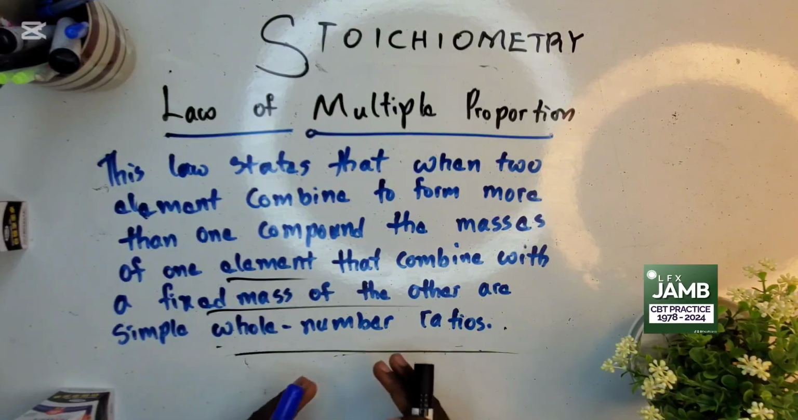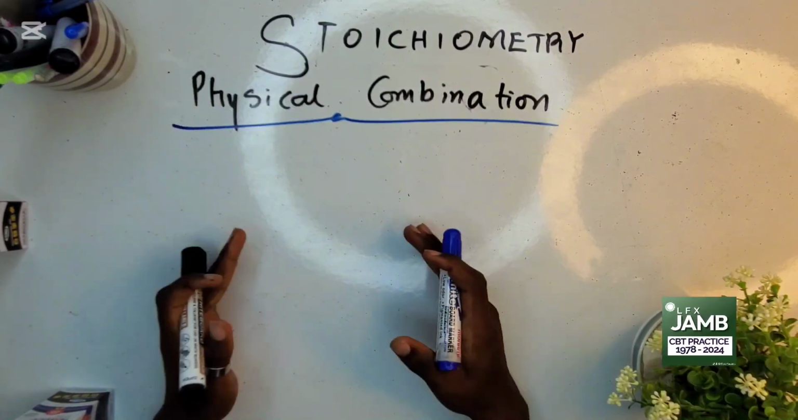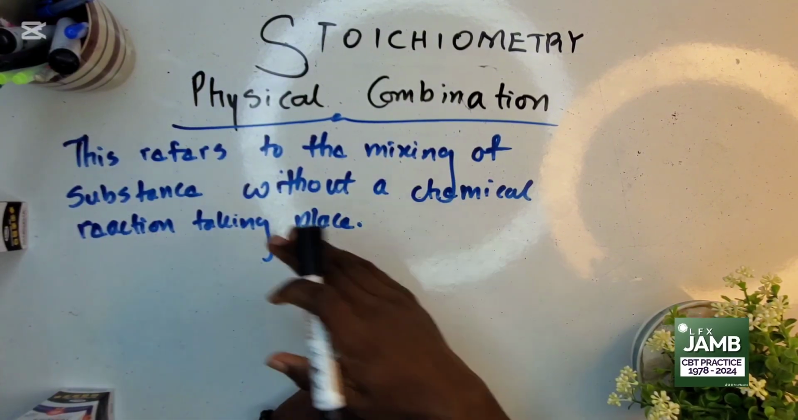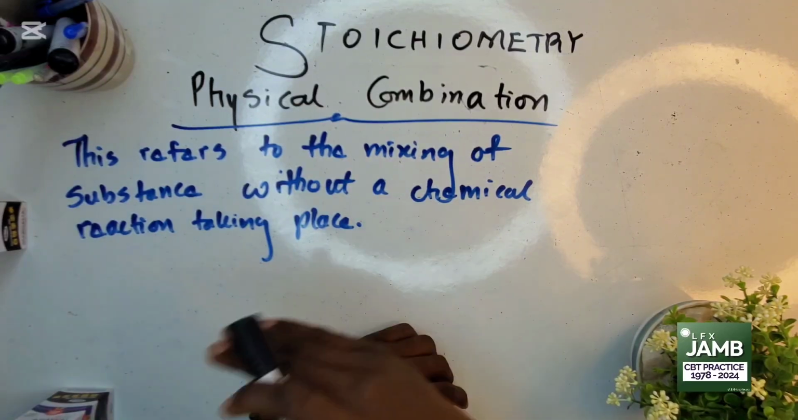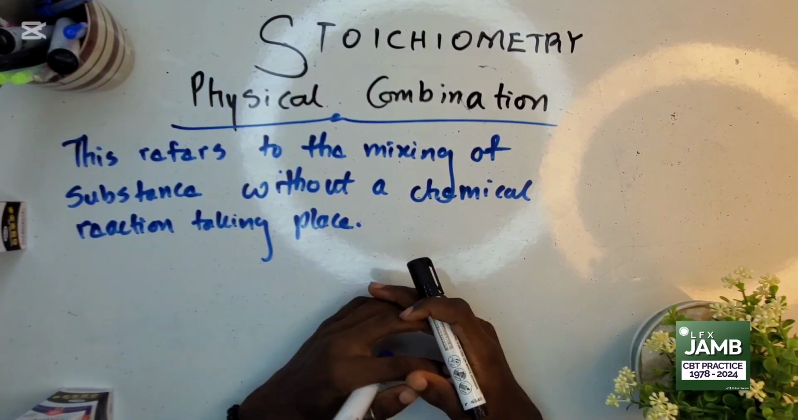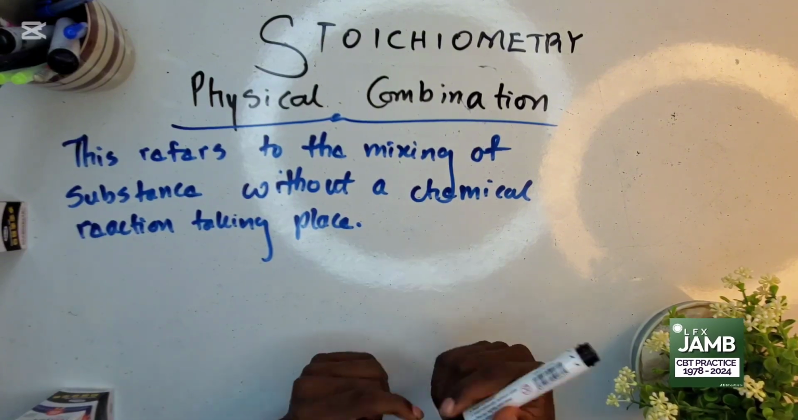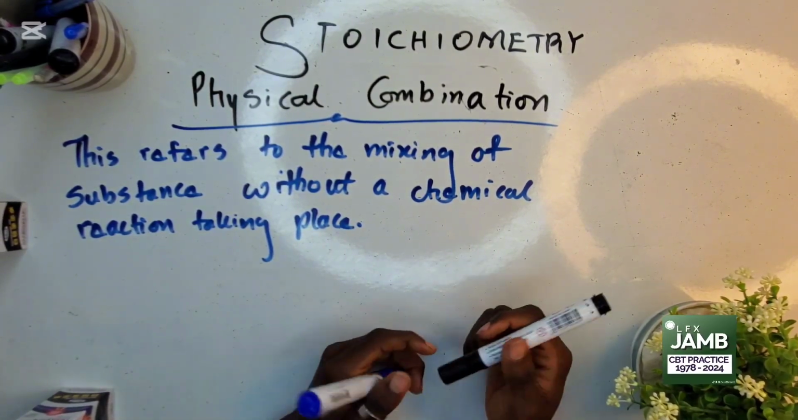ratio. Another thing we'll be talking about is the physical combination. So now, what's the physical combination? A physical combination refers to the mixing of substances without a chemical reaction taking place. That is, no new substance is formed, there is little or no consumption of energy, and many more.